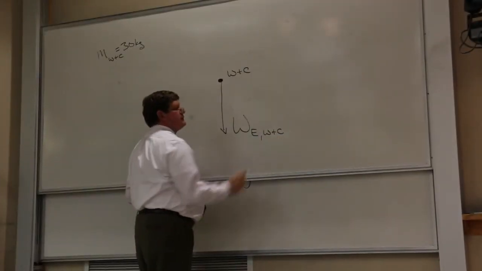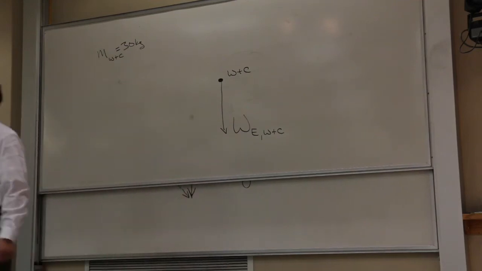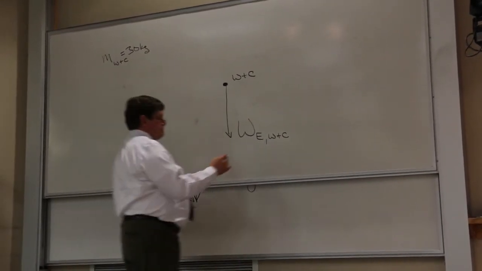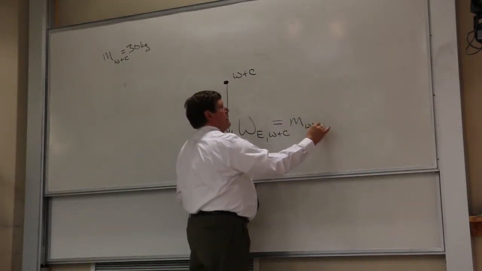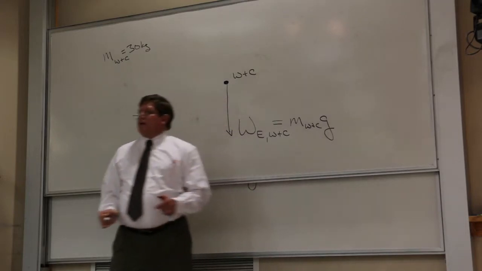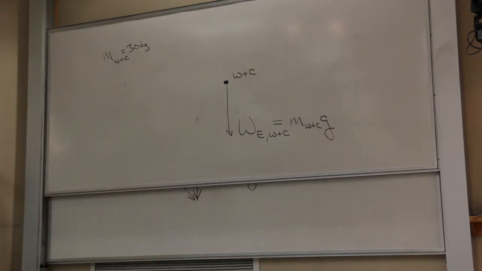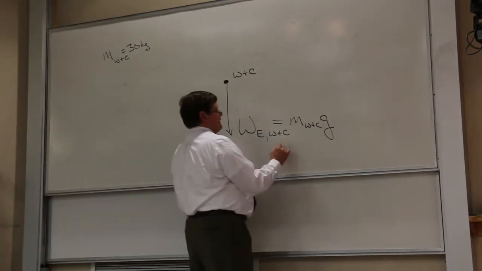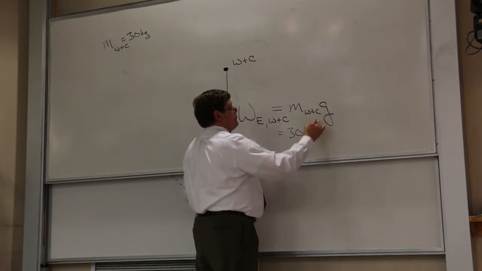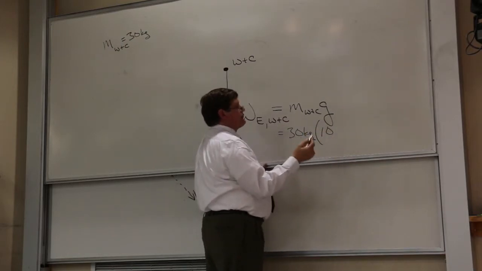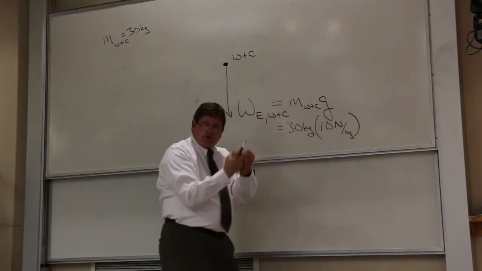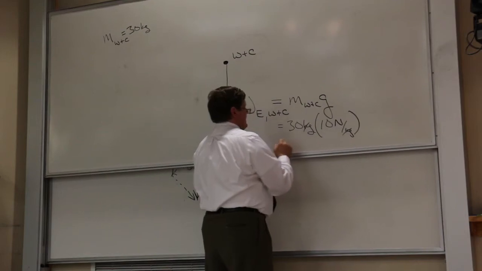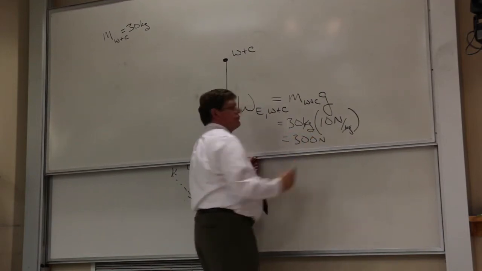And how big is that going to be? Remember last day we found it was equal to the mass times the gravitational field strength, which on the planet Earth is 9.8, let's call it 10, newtons for each kilogram. So I would take the 30 kilograms, multiply it by 10 newtons for each kilogram. That's how hard the Earth pulls on each kilogram. And I end up with 300 newtons.